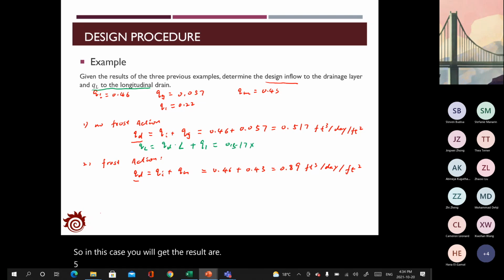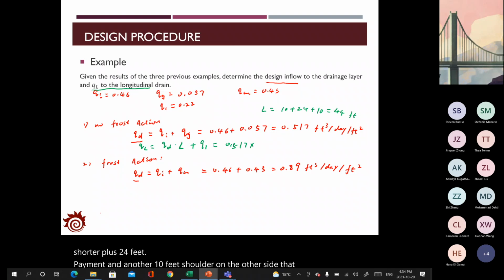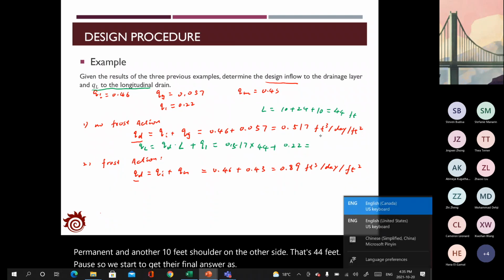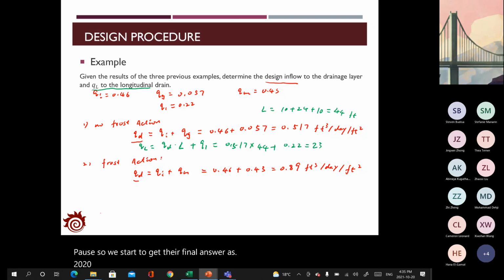In this case, you get 0.517 times the width. The width of the entire road is the 10 feet shoulder plus 24 feet pavement and another 10 feet shoulder on the other side. That is 44 feet. So with that, you get the final answer as 23.0 cubic feet per day per feet.